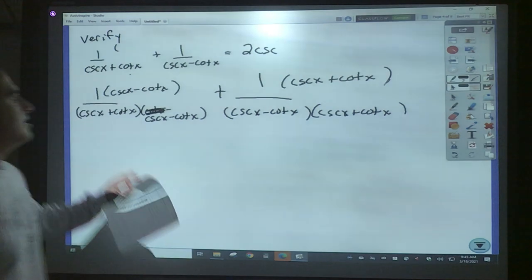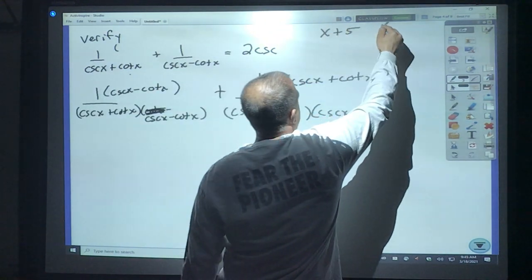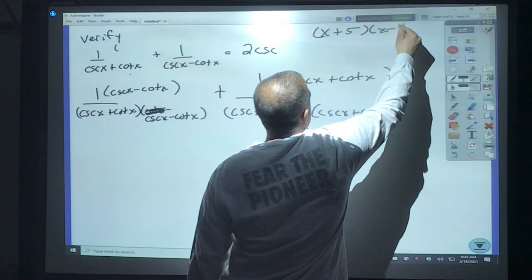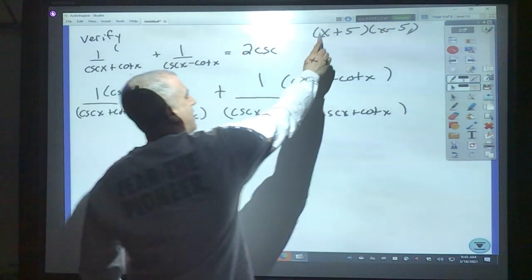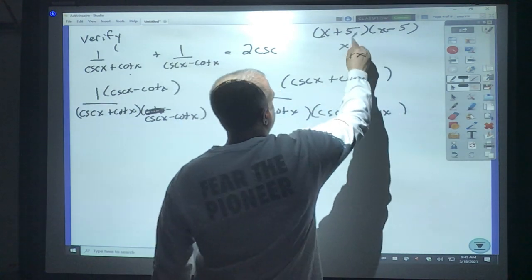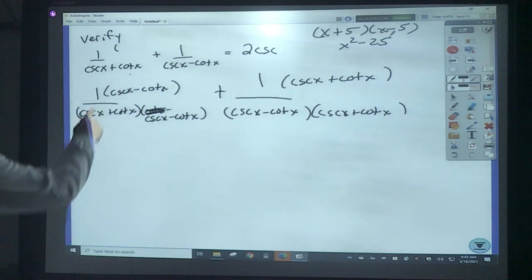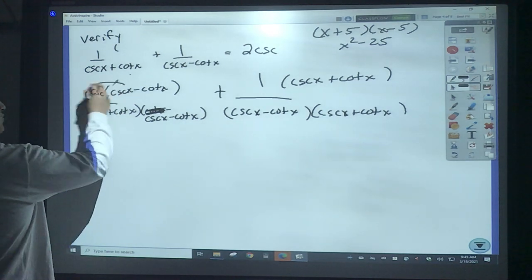That's like a difference of squares. So the idea is, if I were to multiply x plus 5 times x minus 5, the quick thing you should know is that it's just x squared, minus 25. Because they're opposite, I don't have a middle term. So what this is going to turn into, I would distribute that up top.